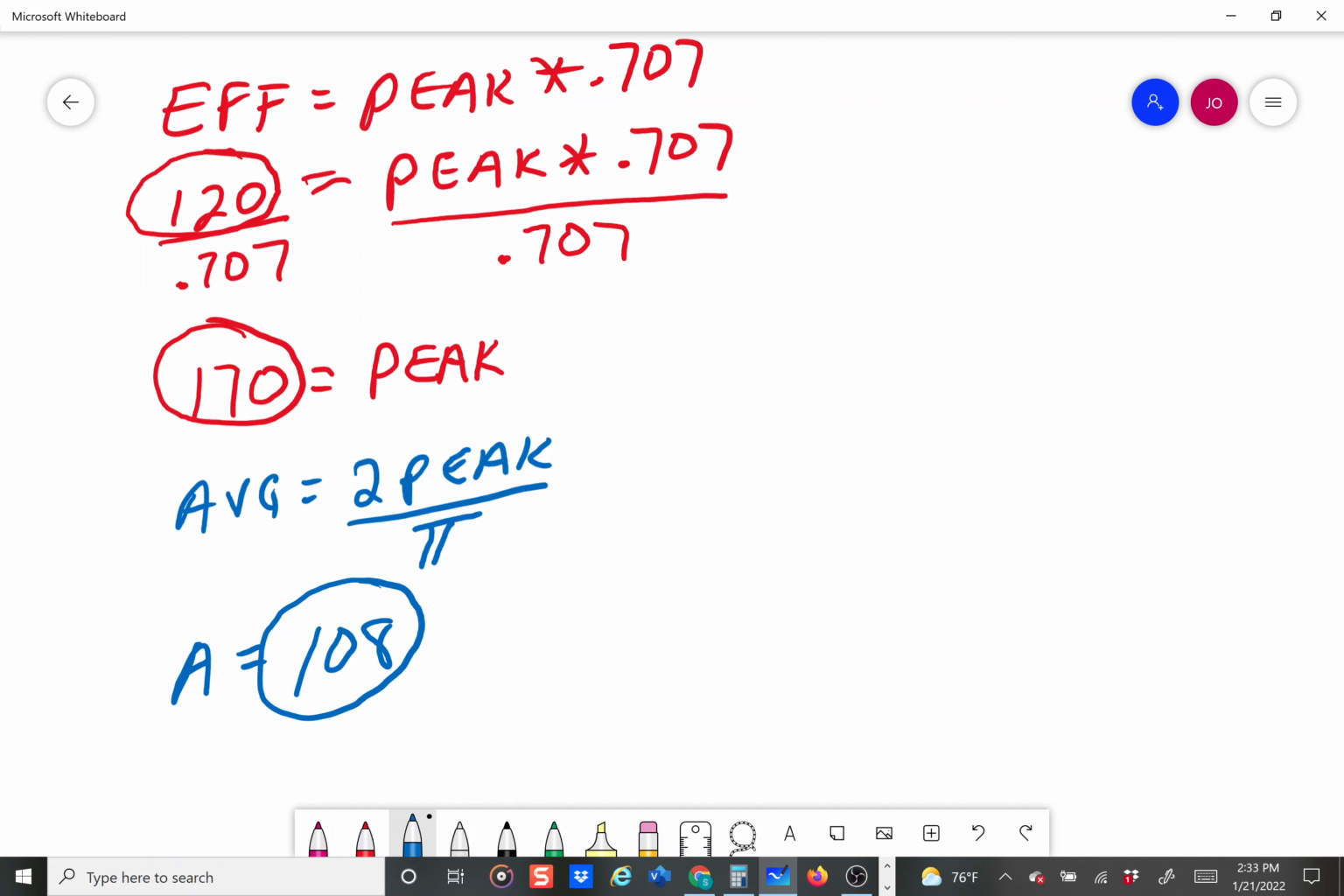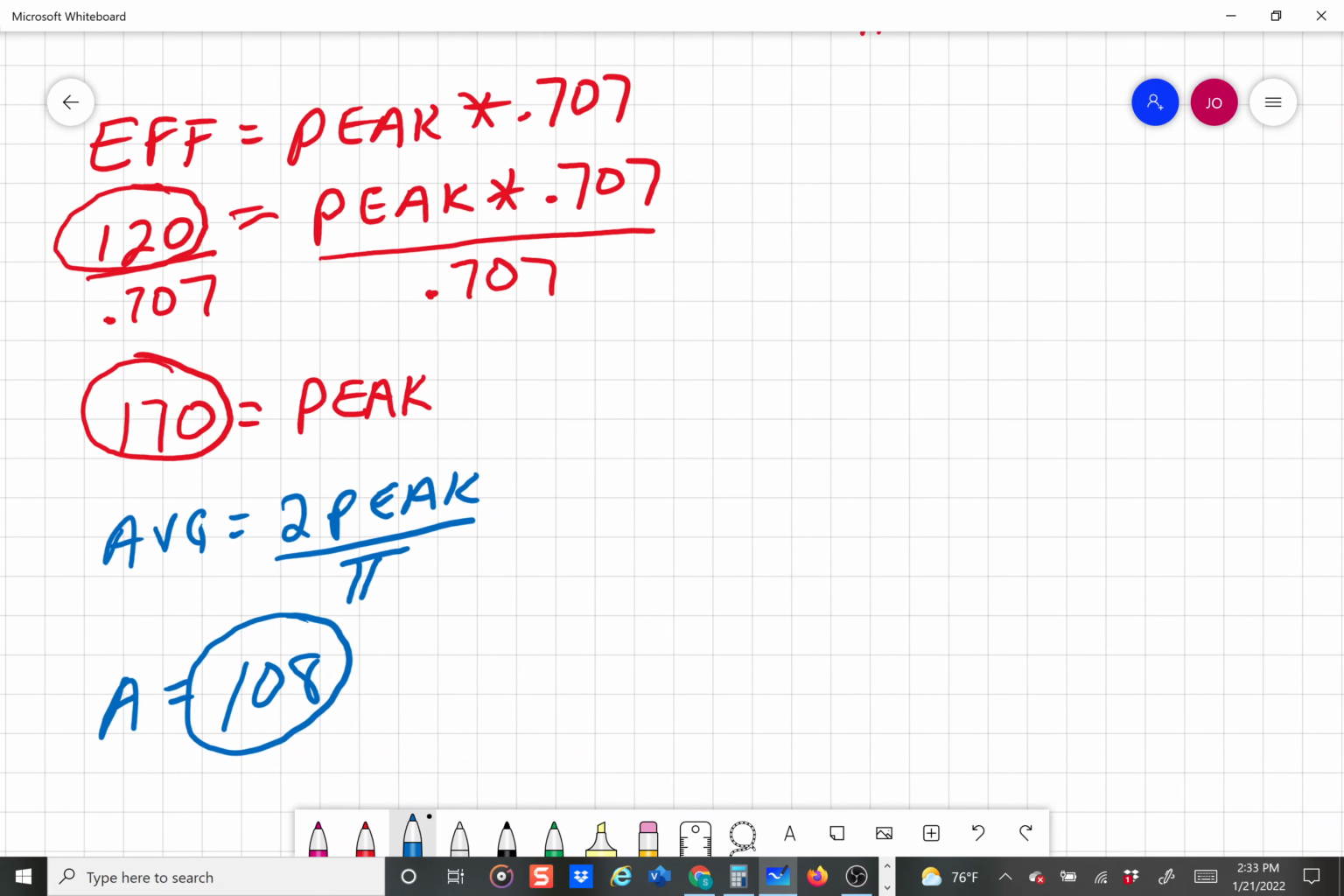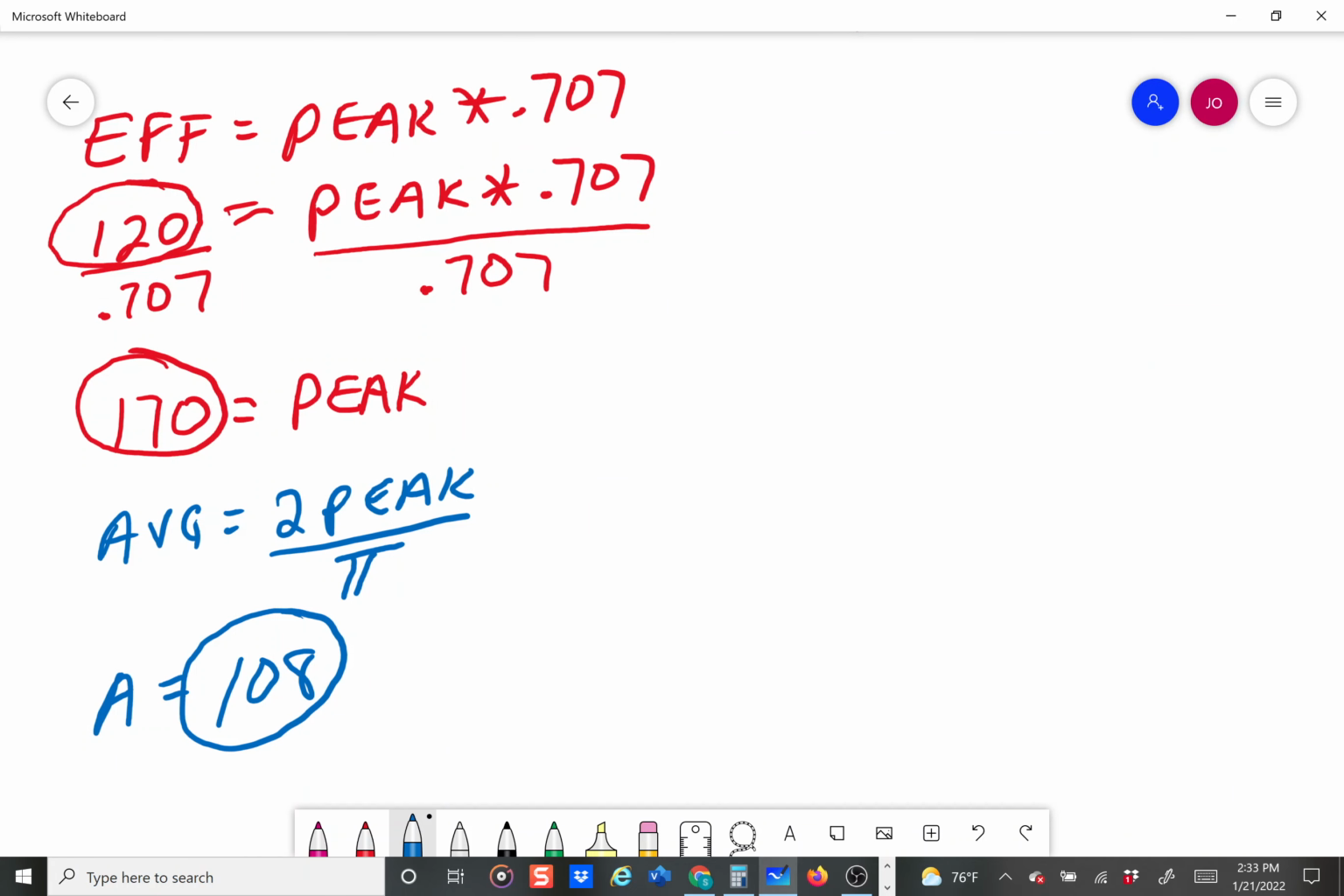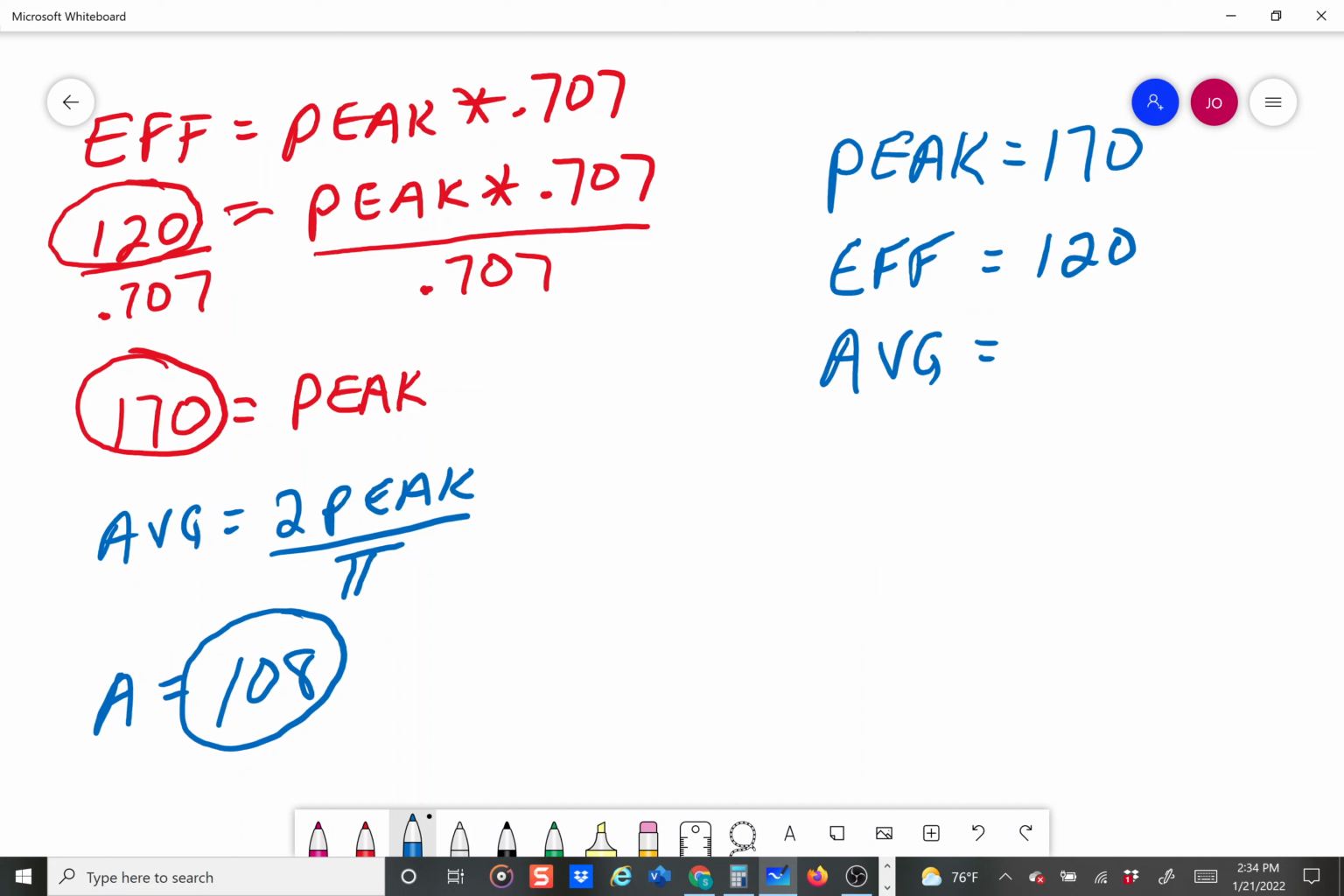If you can, there's an easy way to do this if you're good with direct proportions and you can memorize those 3 numbers and where they go. Okay? So in this case, we're going to take those values and say that my peak is 170. My effective equals 120. And my average equals 108.